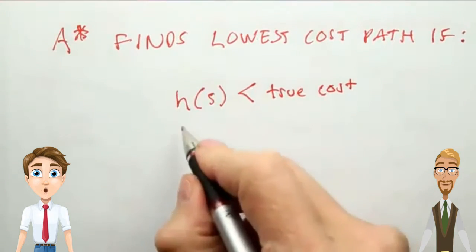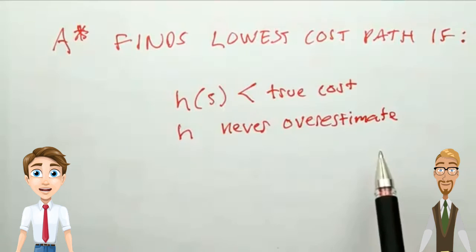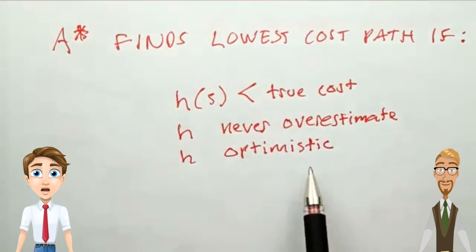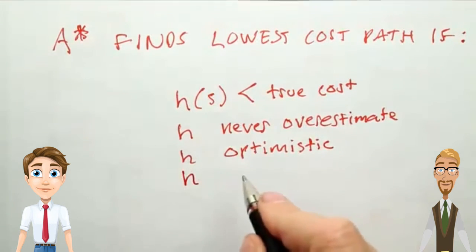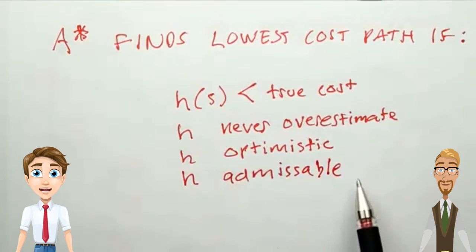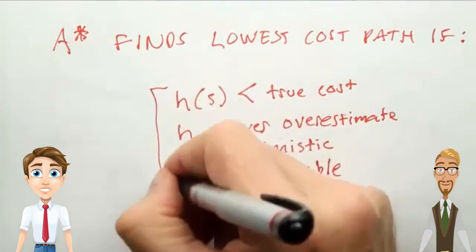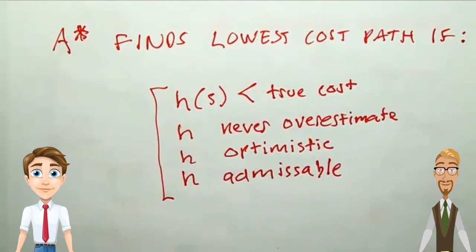In other words, we want the h to never overestimate the distance to the goal. We also say that h is optimistic. Another way of stating that is that h is admissible, meaning that it's admissible to use it to find the lowest cost path. So think of all of these as being the same way of stating the conditions under which A star finds the lowest cost path.